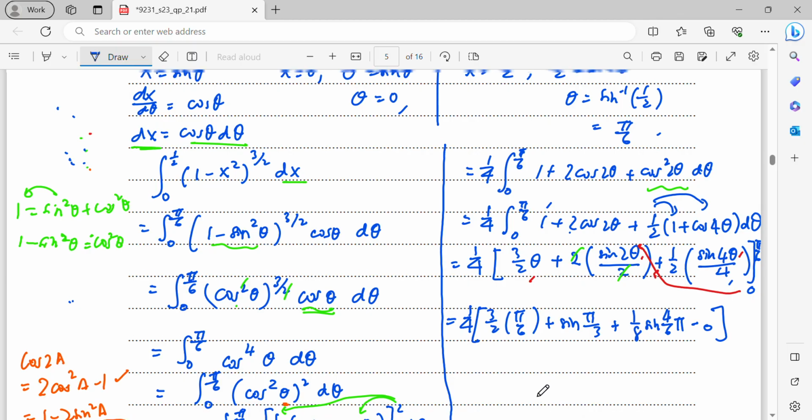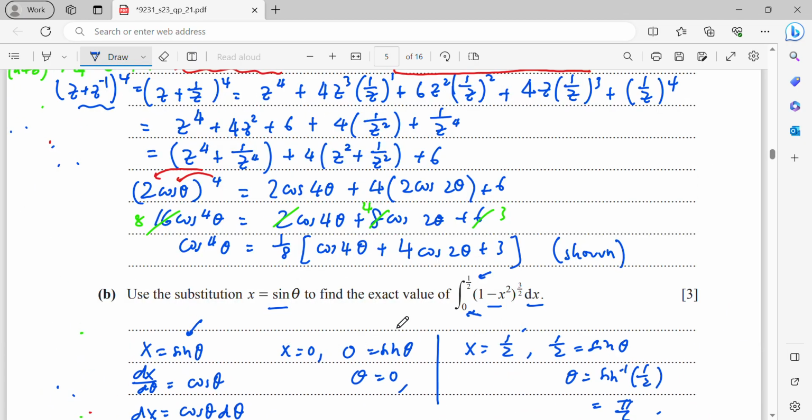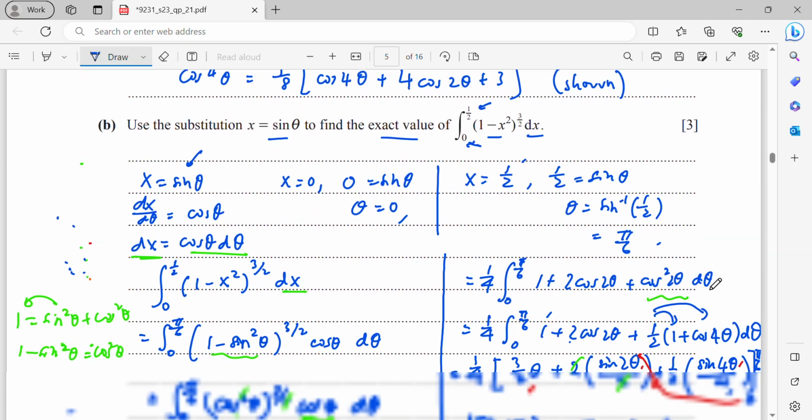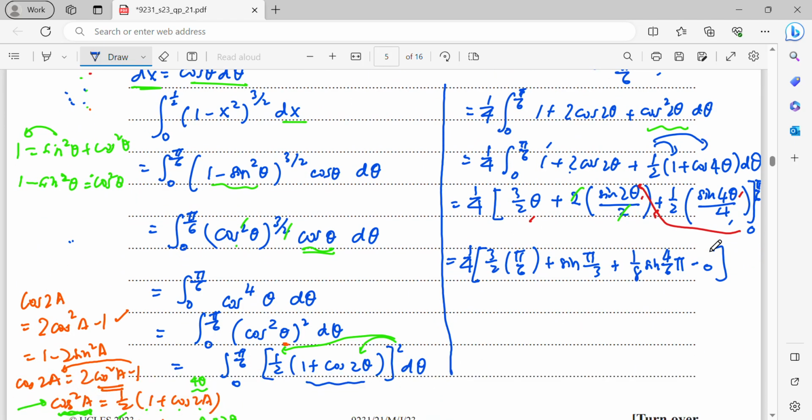Okay, and then let's look at the question. Find the exact value. Exact value means no decimal. So now I will get 1 over 4. This is going to be, okay, 3. So this one can be cancelled off. Pi over 4.